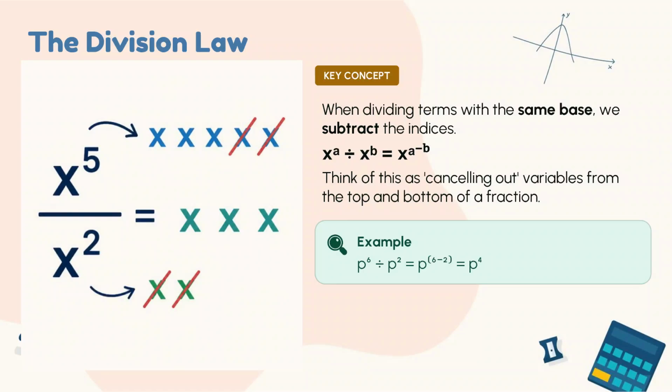Now, let's look at the division law. When dividing terms with the same base, we subtract the indices. The general rule is x to the power of a divided by x to the power of b equals x to the power of a minus b. For example, p to the power of 6 divided by p squared equals p to the power of 4. That is because 6 minus 2 equals 4. You can think of this as cancelling matching variables from the top and bottom of a fraction.